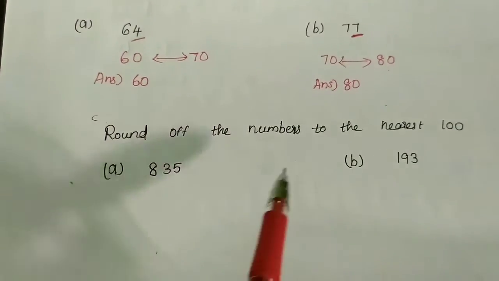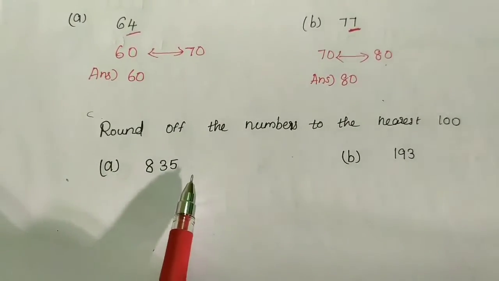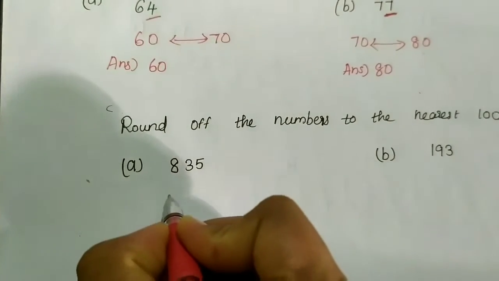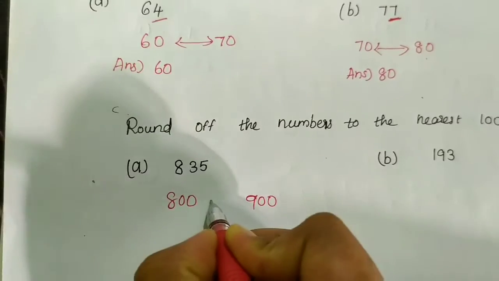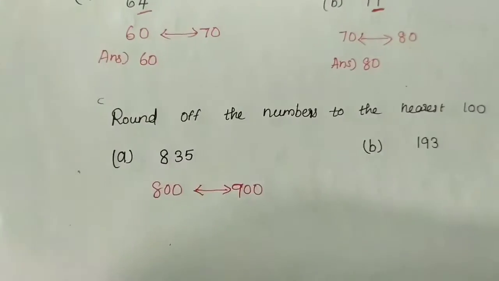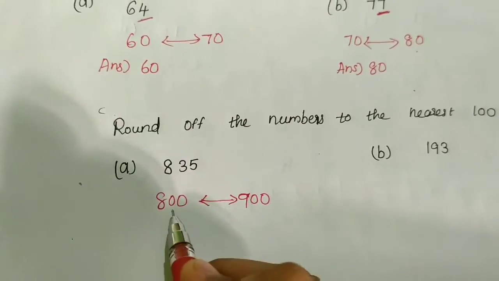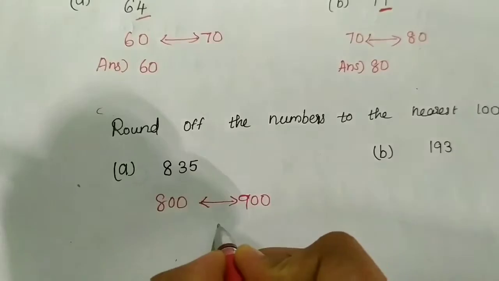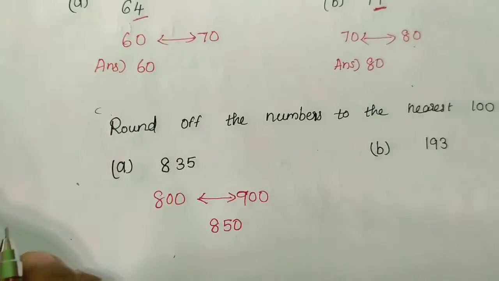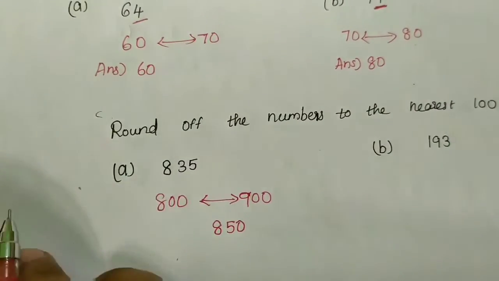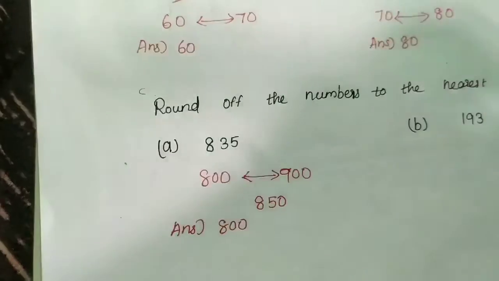Next, round off the numbers to the nearest 100. First one, 835. 835 is in between 800 and 900, and it is closer to 800 because the middle number in between 800 and 900 is 850. 835 is below 850. So it is closer to 800. So the answer is 800.